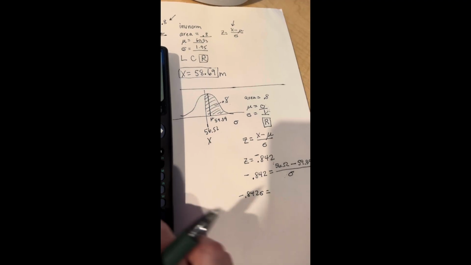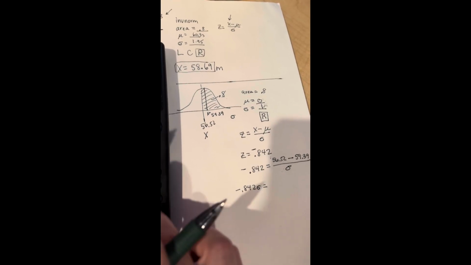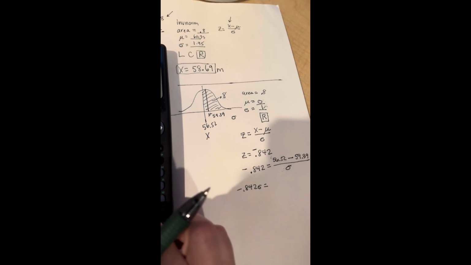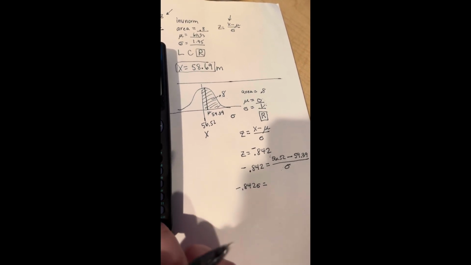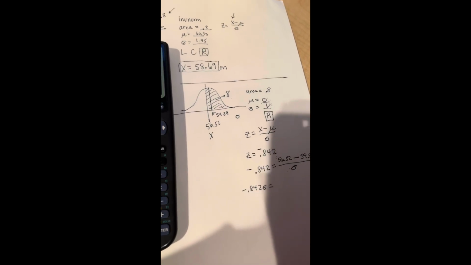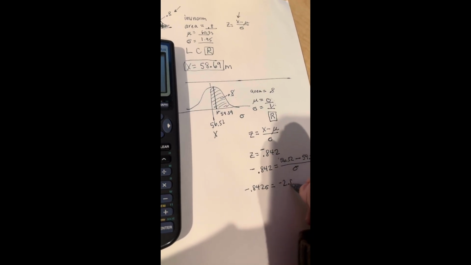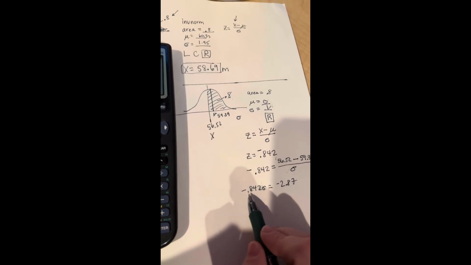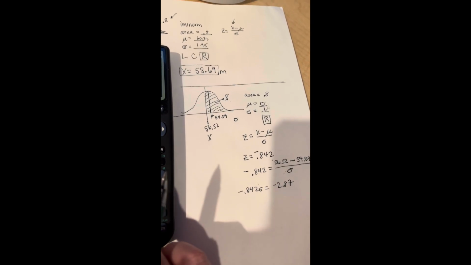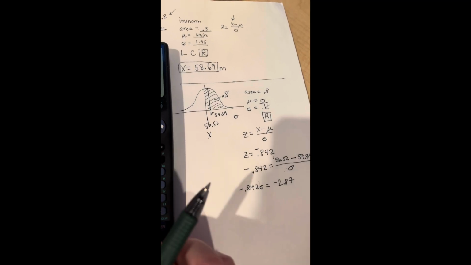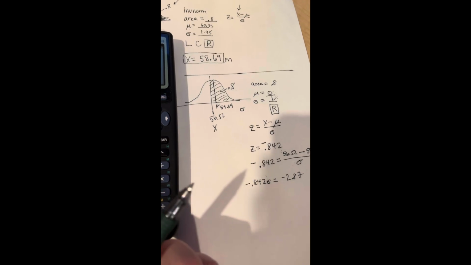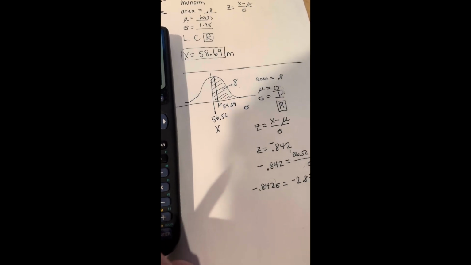Let's see, 56.52 minus 59.39. So I'm getting negative 2.87. Solving for sigma, I'm going to divide both sides by that standard deviation. So negative divided by negative 0.84.